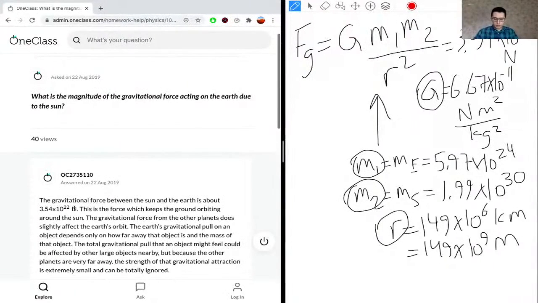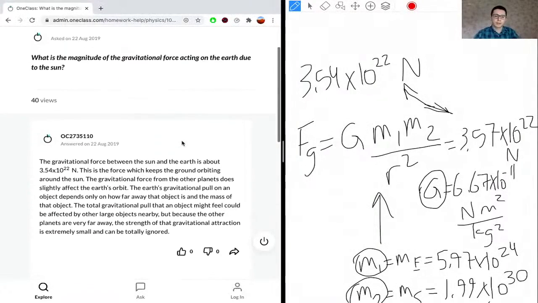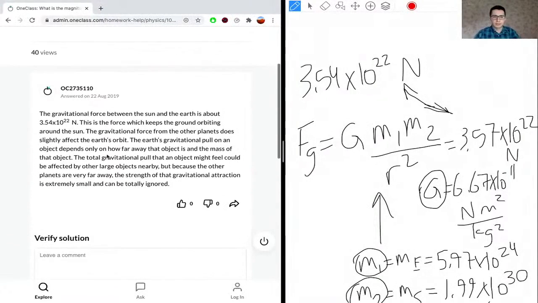So if we compare it to the correct answer, these two are pretty close. So we know we've calculated it correctly. The errors probably are from the estimations of the mass of the Earth and the mass of the Sun and so on. So you can see how we can use the formula for gravitational force to calculate the magnitude of the gravitational force acting on the Earth due to the Sun. And this provides the correct answer.